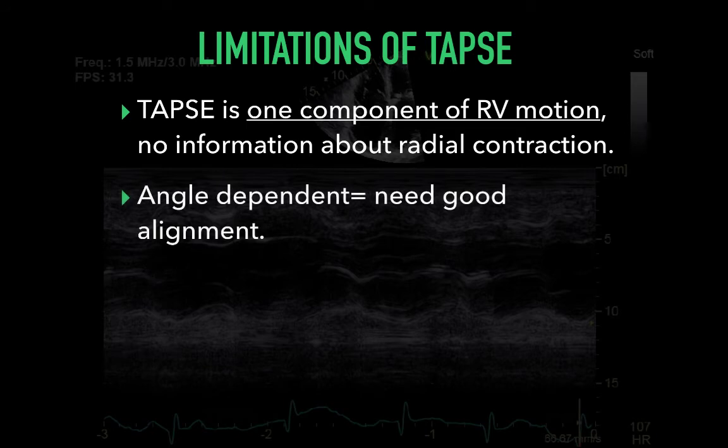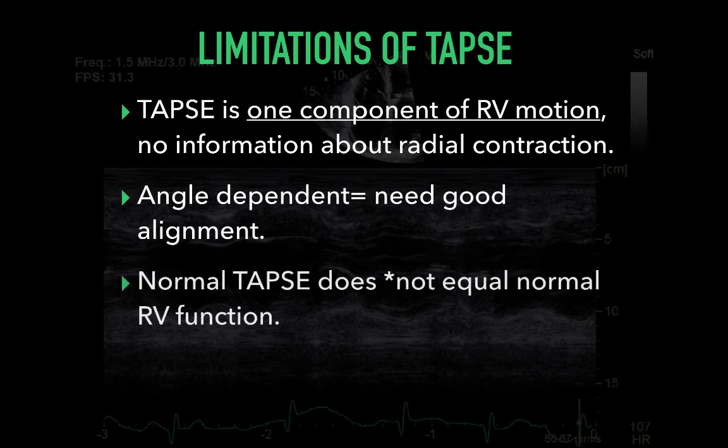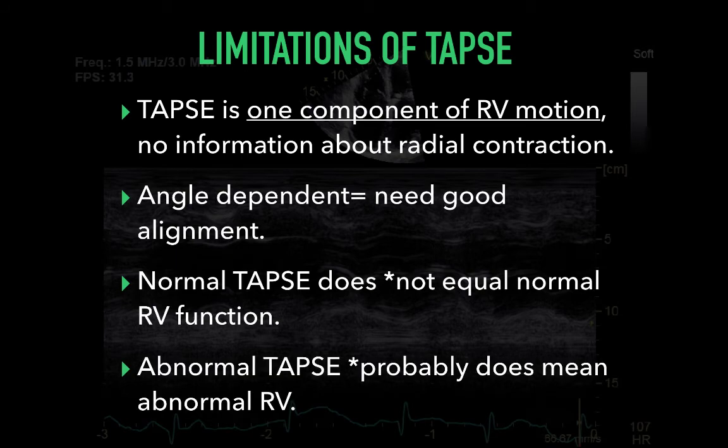It is angle dependent, and you need good alignment, 90 degrees to the tricuspid annulus. And normal TAPSE does not equal normal RV function. You can actually have a normal TAPSE and a grossly abnormal RV, as TAPSE is only one parameter. However, given the complexity of the RV, it is really the only instructive bedside parameter that is quite effective in the setting of critical care. And an abnormal TAPSE probably does mean abnormal RV.